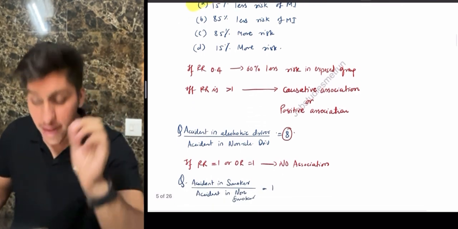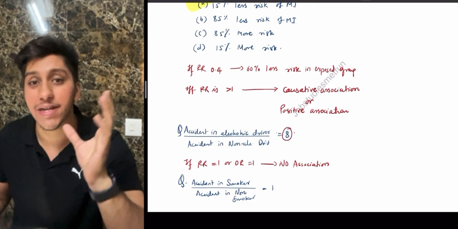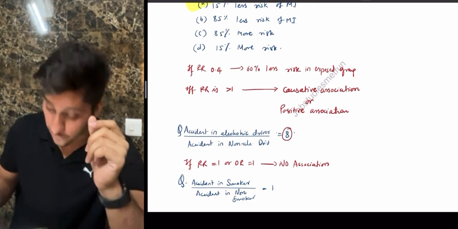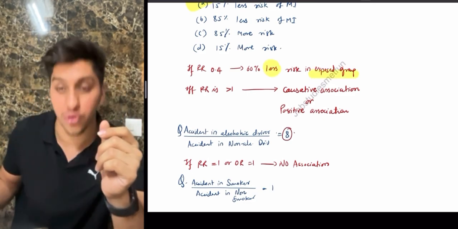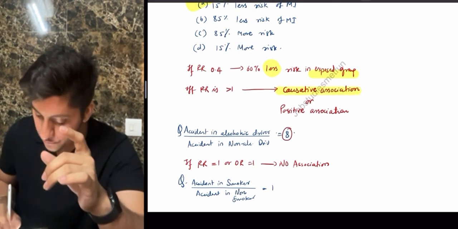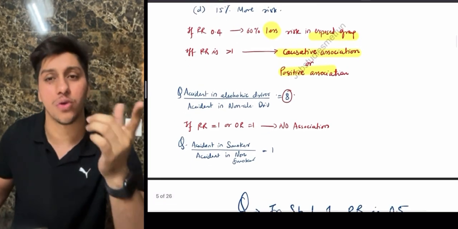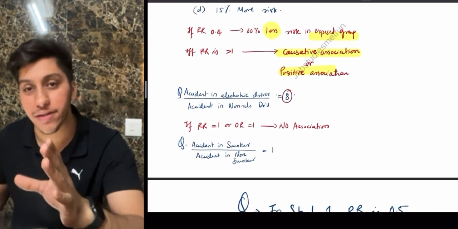Similarly, if RR is 0.4, which means 40%, what is the remaining part? That is 60%. So 60% less risk in the exposed group. If the RR again is more than 1, that is going to be a causative association or positive association. If you have a similar question in which the RR or the OR you found out is going to be 8, so 8 is to 1.